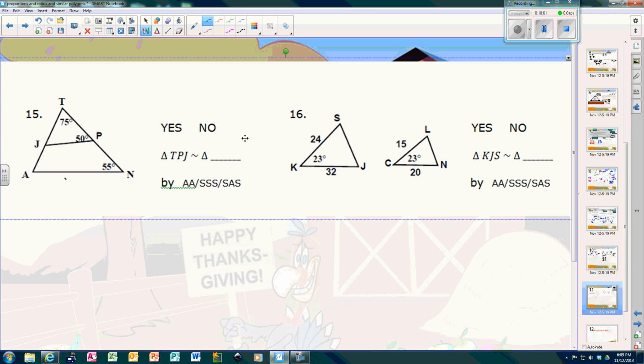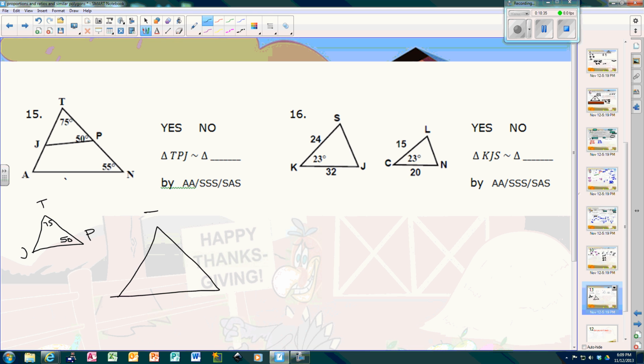All right, last part. This one is a little bit different because I'm missing these two angles. This is 75 and this is 50 and this is 55. It looks like there's only one triangle there, but I have two triangles. I have two small ones. I have the small one TJP, where this is 75 and this is 50. Please redraw the triangles when they're like this. And then you've got the big one, which is TAN, and they tell me that N is 55. T is still 75 because it's the same T.